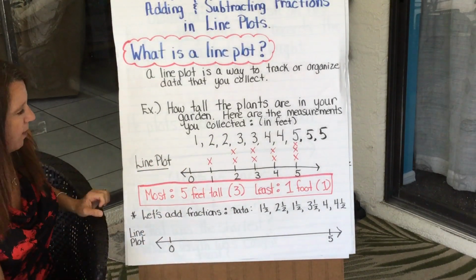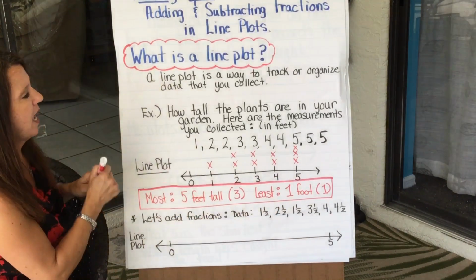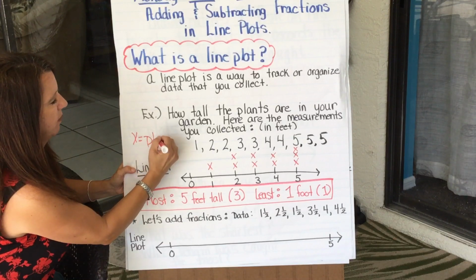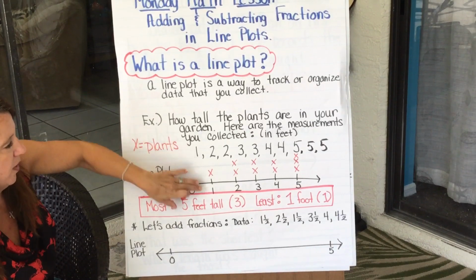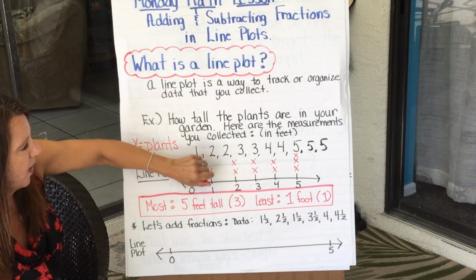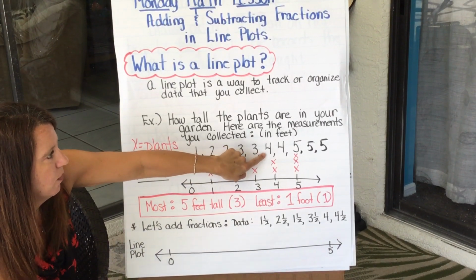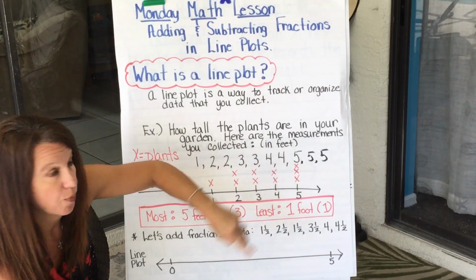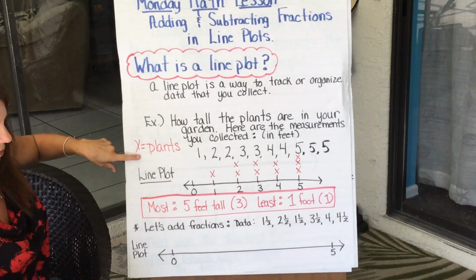So if I was using a line plot, I would have, much like a number line, 0, 1, 2, 3, 4, 5. And then the X would represent the plants, each plant, right? So in this case, I had one that was 1 foot, so I would put 1 X, that represents the one plant. I had 2 that were 2 feet, so I have 2 X's. I have 2 that were 3 feet, 2 X's. 2 of my plants were 4 feet, so I have 2 X's on the 4. And then 5, I had 3 plants that were 5 feet tall. So I would have 3 X's. So the X's represent the plants.